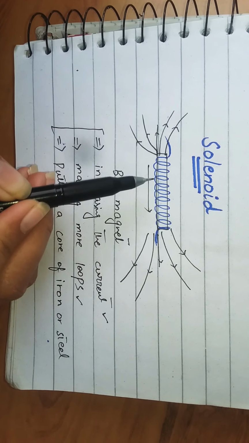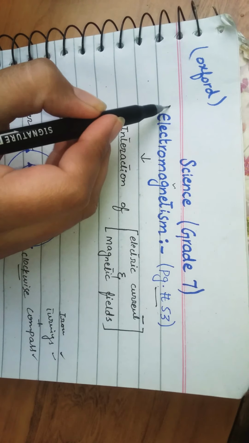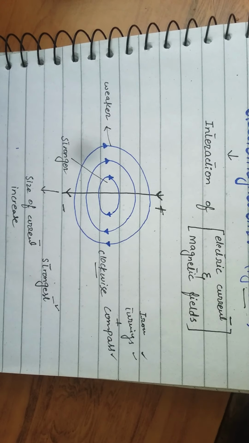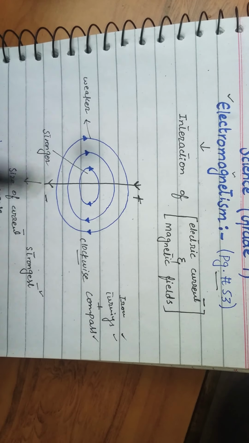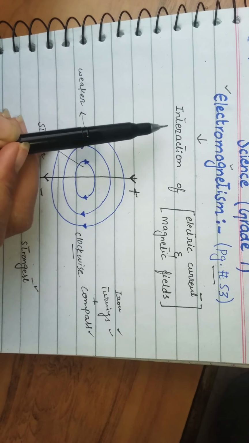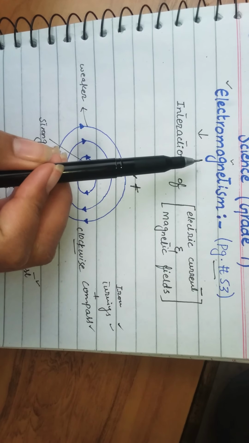At the end of the page in the Oxford syllabus, you have some questions. You have to answer them. The first one is, what is electromagnetism? The answer is, the interaction of electric current and magnetic field is electromagnetism.